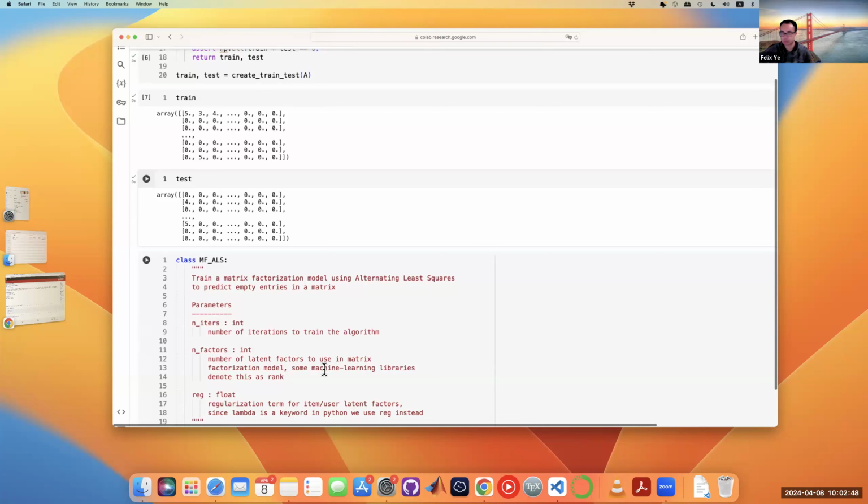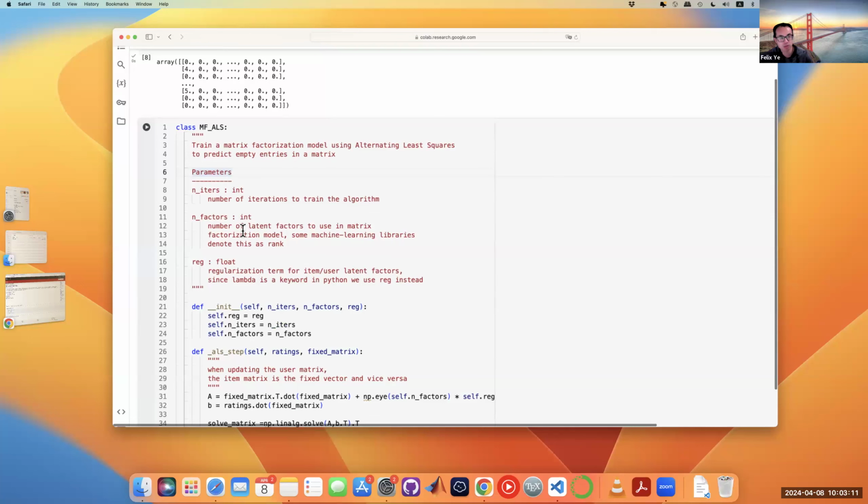Here I'm going to use the second approach that we have talked about in this course. It's a matrix factorization model using ALS, which is the alternating least squares method, to predict those empty entries in a matrix. All right. It comes with 3 parameters: the number of iterations needed, the number of factors, which is k, that we have talked about, and some regularization, which is the lambda. It's basically the Frobenius norm of the W and H matrices.